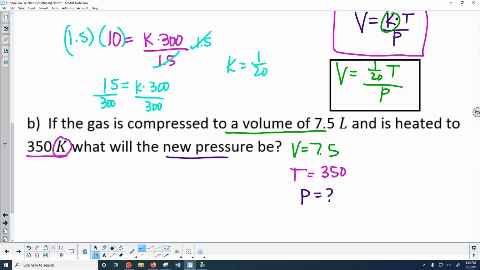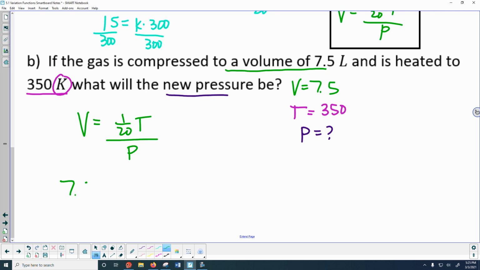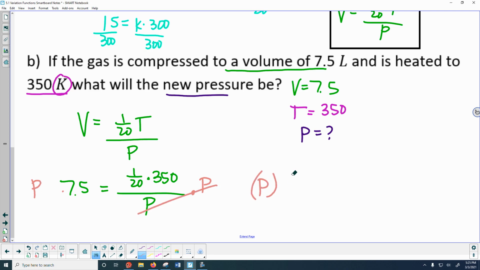Well, we have this equation, our model. V equals 1 over 20 T all divided by P. So we'll plug in what we know. 7.5 for volume is equal to 1 over 20 times my temperature, which is 350, all divided by P. How are we going to solve? I would probably start by multiplying both sides by P. Well, that's just going to give us P times 7.5 equals 1/20th times 350. Let's go to our calculator and figure out what number that is.